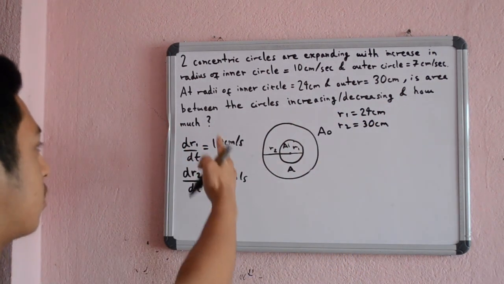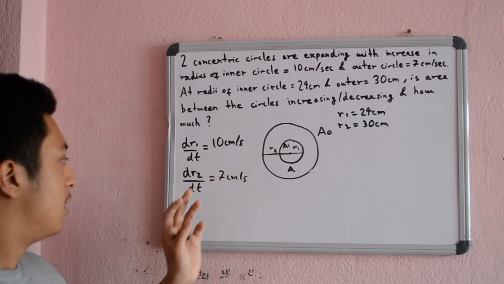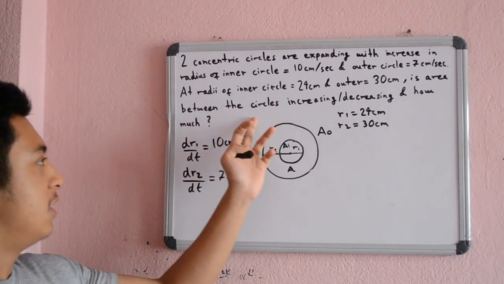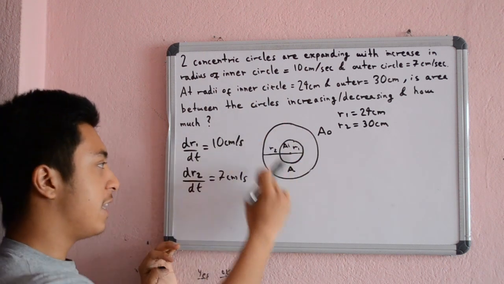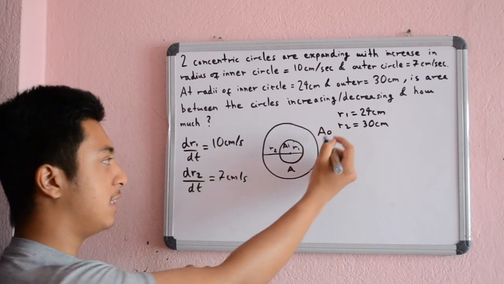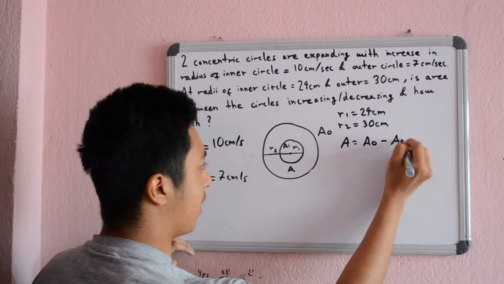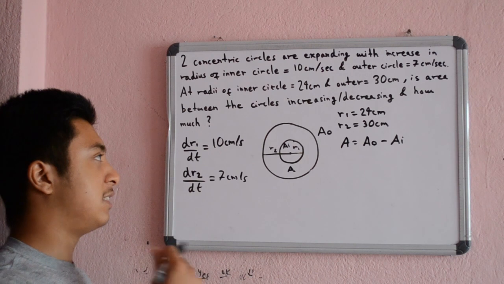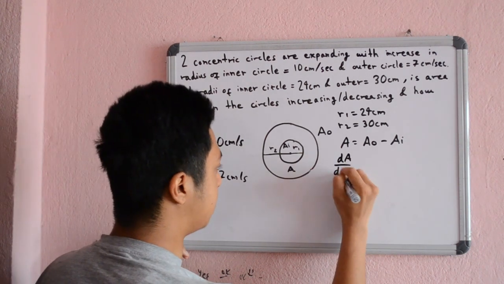Is the area between the circles increasing or decreasing, and by how much? So we have been given all of these things and we need to find this, the area between the circles. If the area of the outer circle is AO and the inner circle is AI, then the area between them, let's call that A, is just the area of the outside minus the area of the inside. And we need to find the rate, if it's either increasing or decreasing. So we need to find dA/dt.